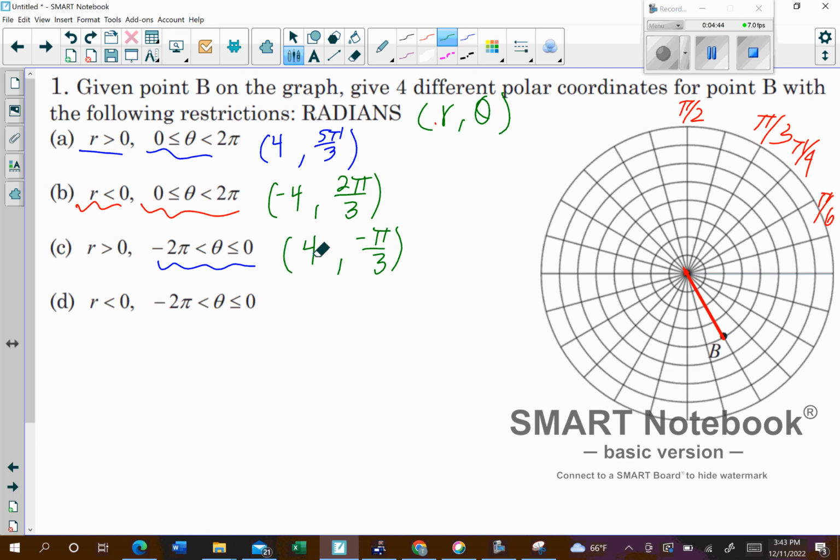Now for part D, we're going to basically do the same thing, except that my parameters state that I want my radius to be negative. So instead of just rotating here, what I'm actually going to do is rotate all the way around here and then reflect across over to here. That's what the -4 will do for me for my radius, since my radius this time has to be negative. So I know my radius is -4.